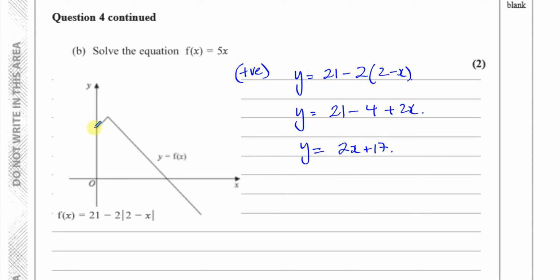So I can see very clearly that this little section here is the positive argument, and this is 17 here where it crosses the y-axis. So this part is y equals 2x plus 17 because it has a positive gradient.